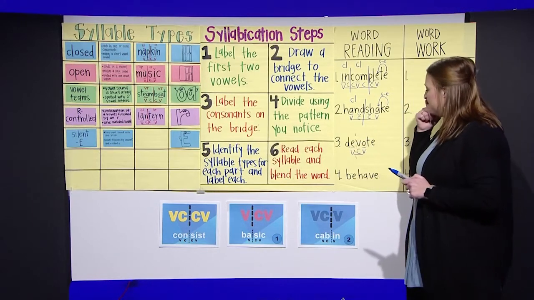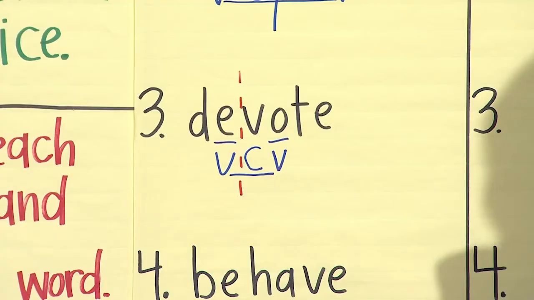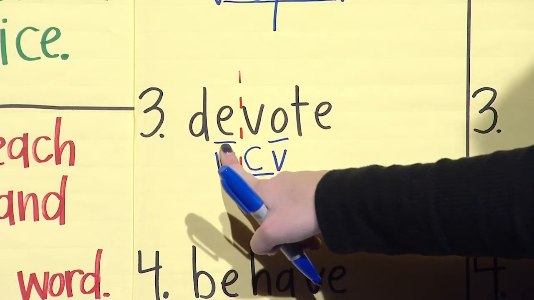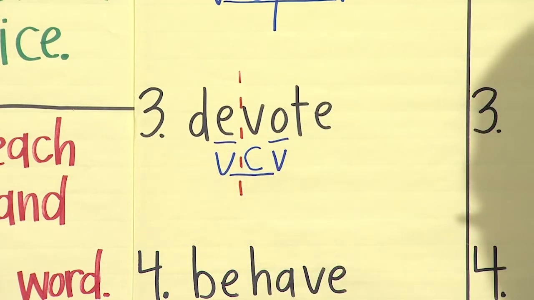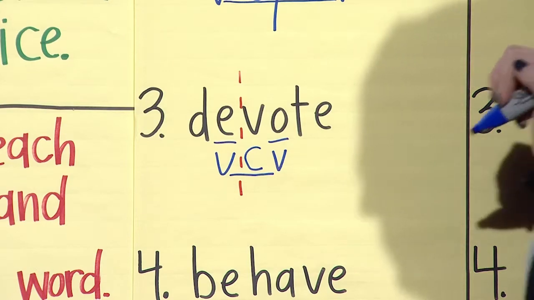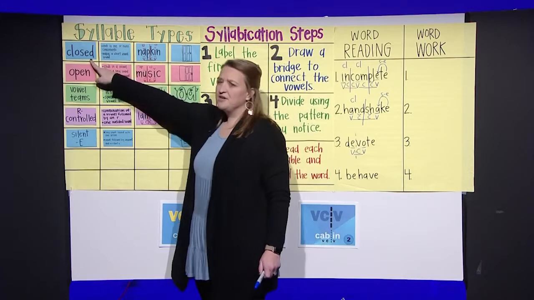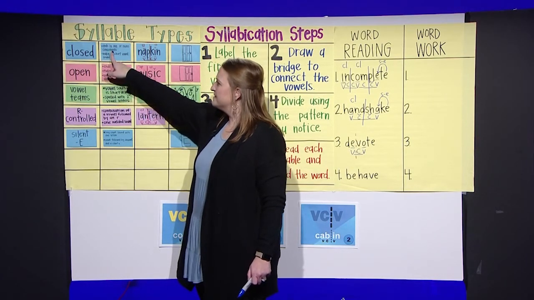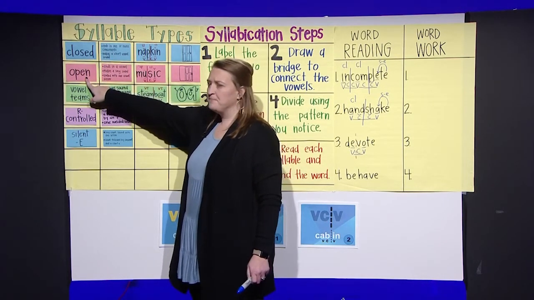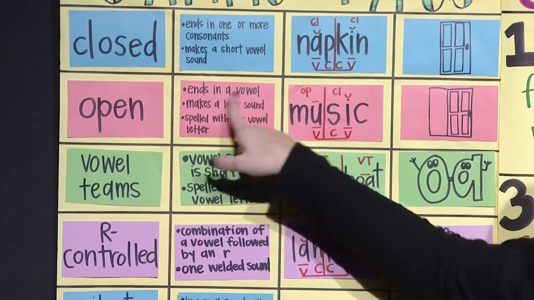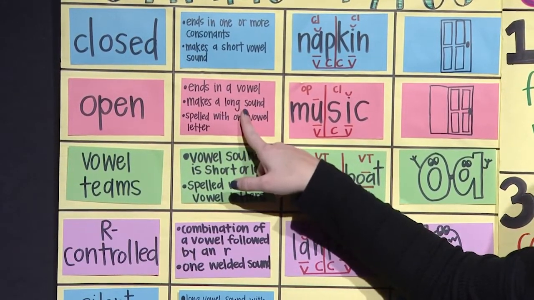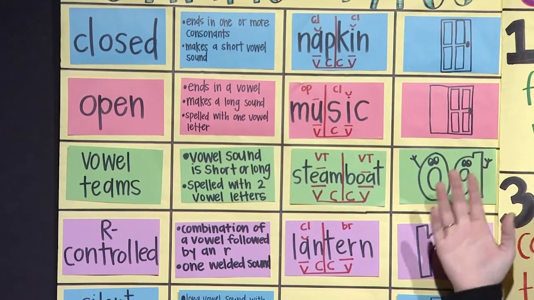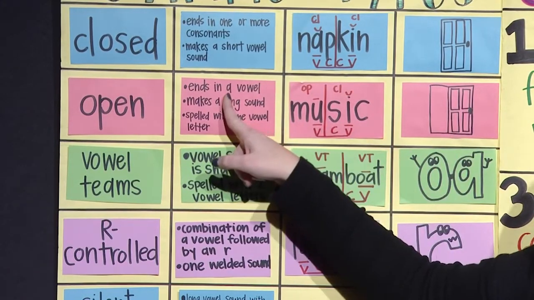Now what's the first vowel that I see? E. And what comes after it? Nothing. So we might need to review to figure out what syllable type that is. We know it's not closed because we said with closed syllables, it ends in one or more consonants. Let's look at open. Open syllables end in a vowel, they make a long sound, and they're spelled with one vowel letter. Remember, we like to think of an open door.